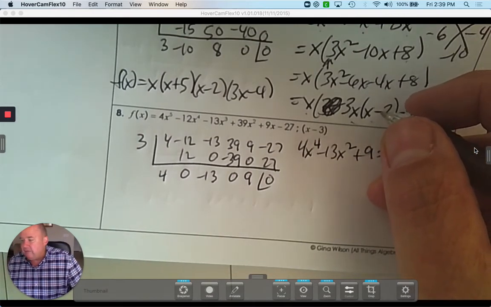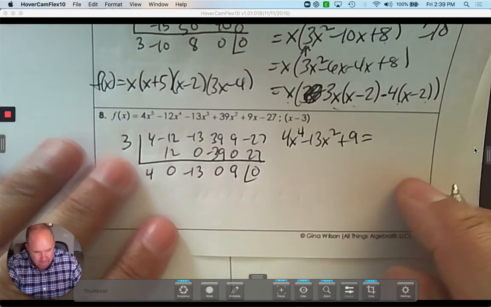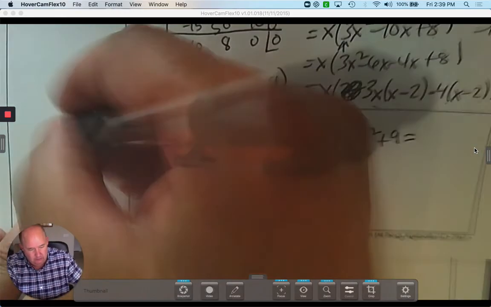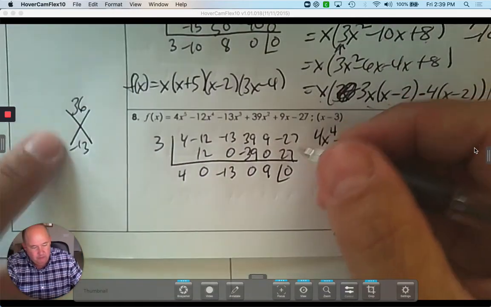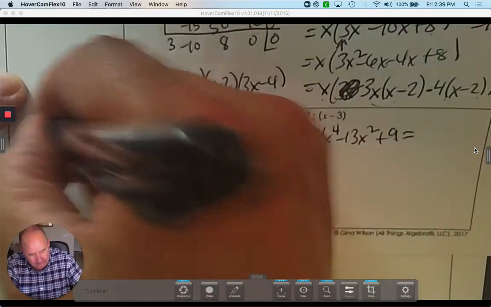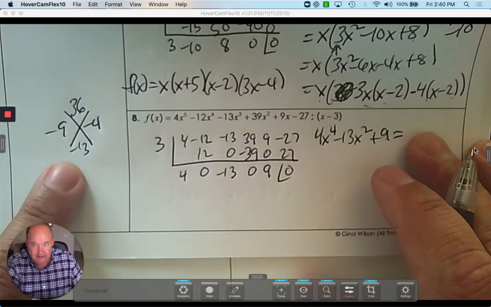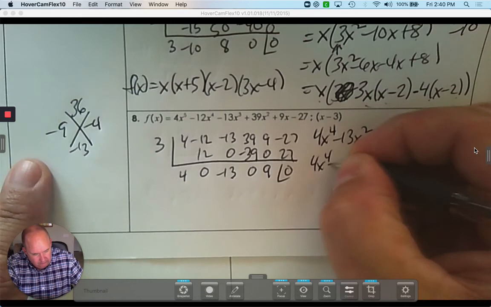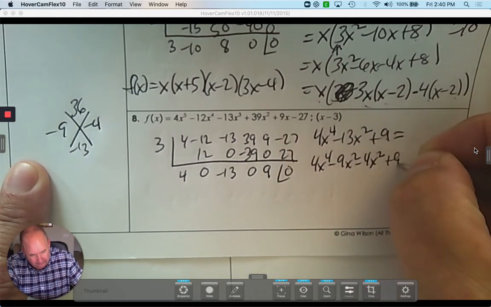Now, this is in the form of a quadratic. So because it's in the form of it, I'm going to go 4 times 9. I'm going to do that over here. 4 times 9 is 36 and negative 13. I want you to recognize the two numbers here would be negative 9 and negative 4. They multiply to 36 and add to negative 13. So when I do a substitution, it's going to be negative 9x squared, negative 4x squared plus 9.